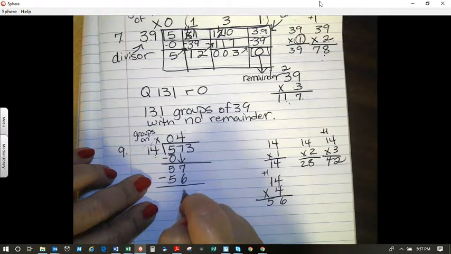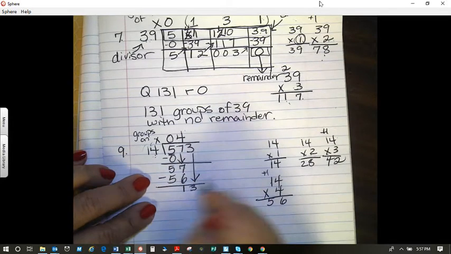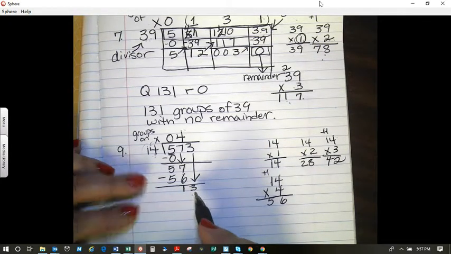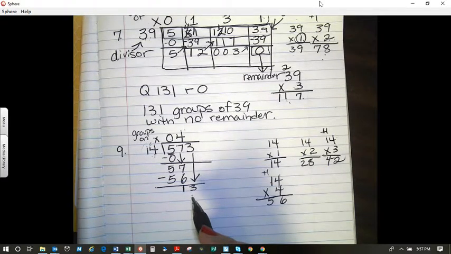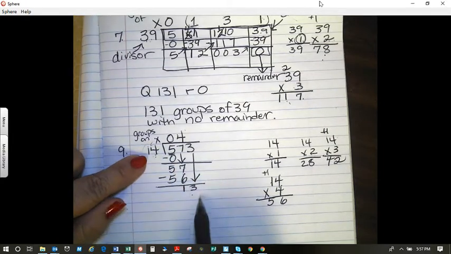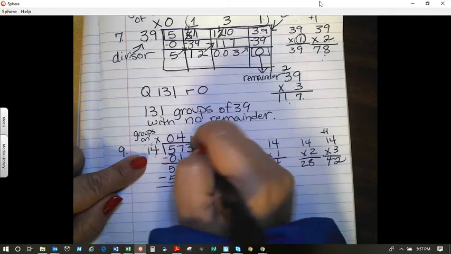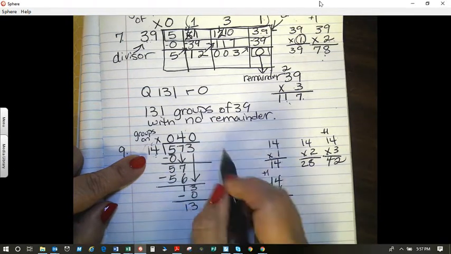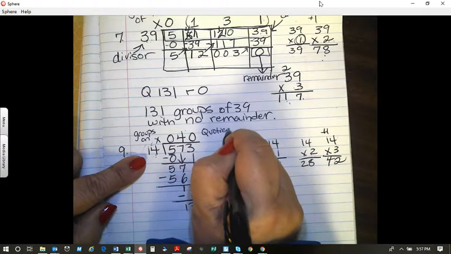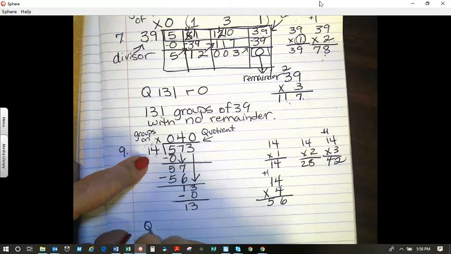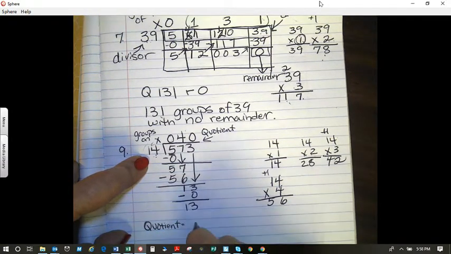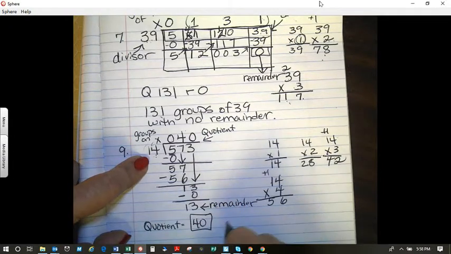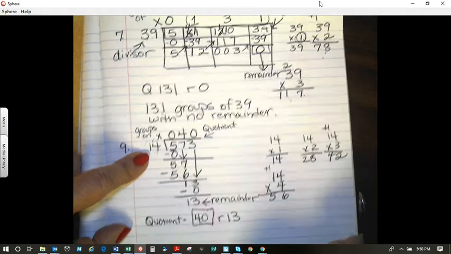So 7 minus 6 equals 1, and I'm bringing down my 3. Now, some of you got confused on this, so I want to make sure that you're understanding. All right. Can 14 go into 13? No, absolutely not. So I'm going to have a 0 here. 0 times 14 is 0. Subtract it out. So now my quotient is 40. So I'm going to put my quotient equals 40. And my remainder, I'm going to label this my remainder. So I'm going to put R is 13. Okay, so that's all I have.